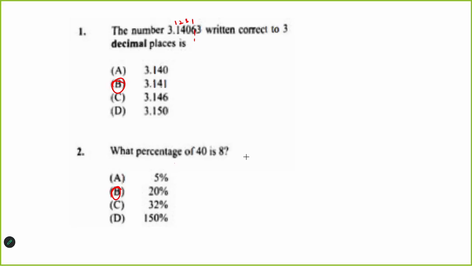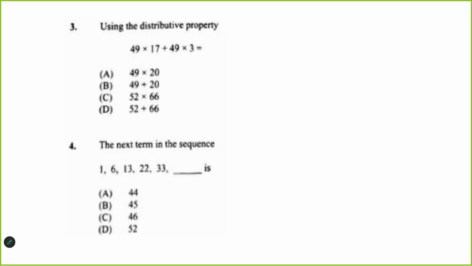8 over 40 multiplied by 100 over 1 will give you that 20%. Using distributive law, they have 49 in common, so basically factorizing 49, we get 49 multiplied by 17 plus 3, which is 49 multiplied by 20. So the answer is E.